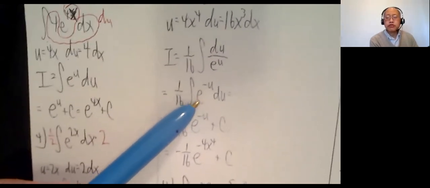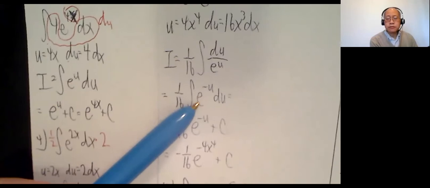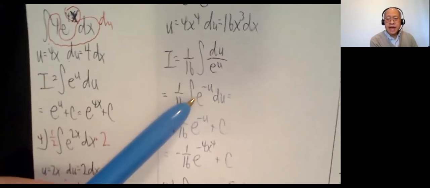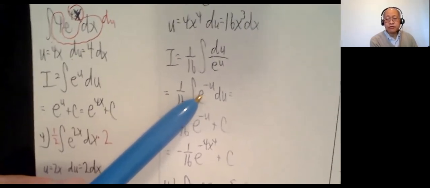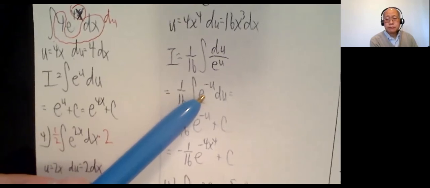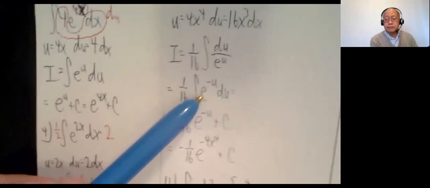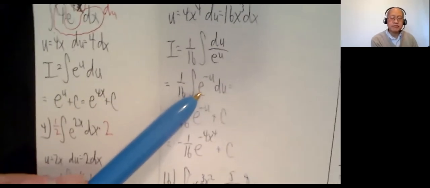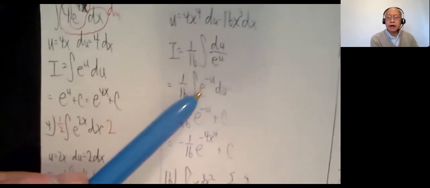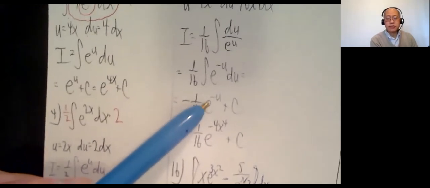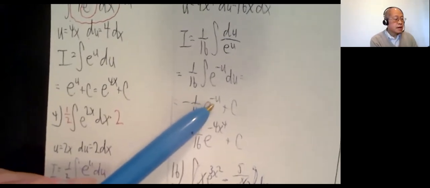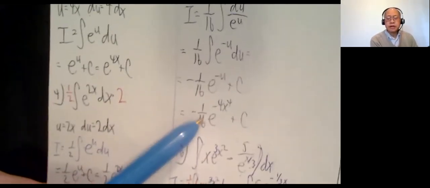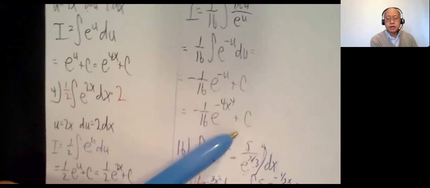Okay, now what's the derivative of e to the negative u? The negative e to the negative u. You need a -1. So when you integrate, same thing. Instead of multiplying by -1, you divide by -1, playing the same language as here. But if you divide by -1, it's the same thing as multiplying by -1. So -1/16 e to the negative u. And then just change u back to what it was, 4x to the fourth. So -1/16 e to the negative 4x to the fourth plus c.